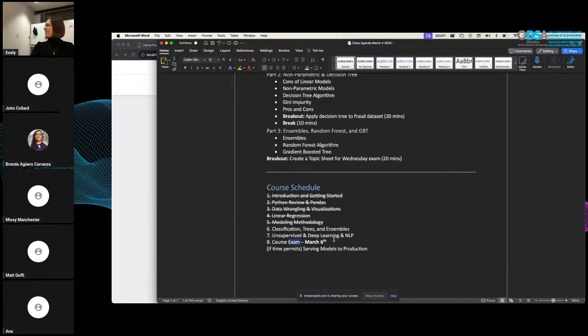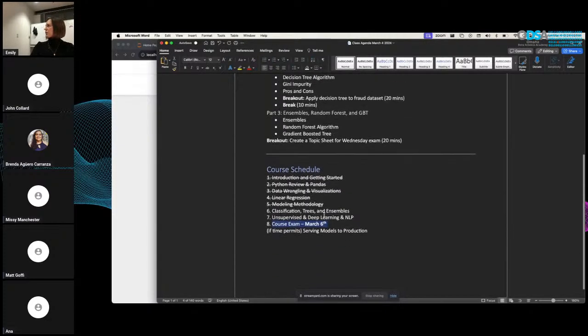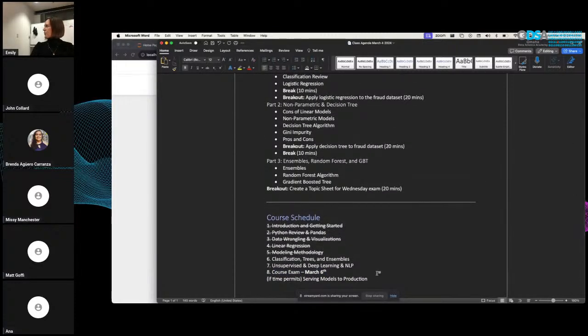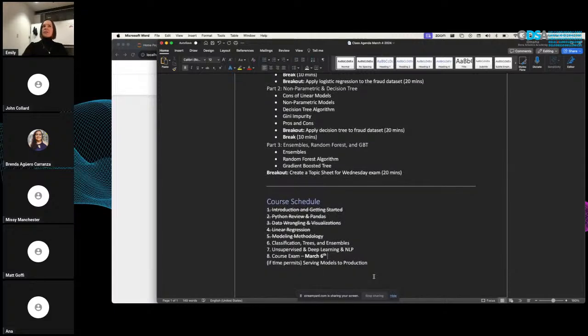Then we'll have, exam is such a strong word, we'll have like the course exam test, I guess, a couple of questions you guys can answer for March 6th, and that'll be at the end of class. And then during that class, we'll talk about probably serving models to production, some ethical considerations, some parting thoughts, but none of those will obviously be on the exam.